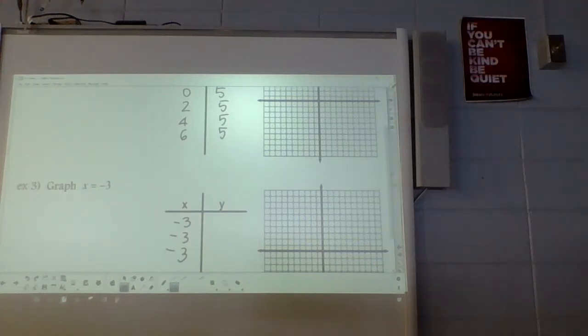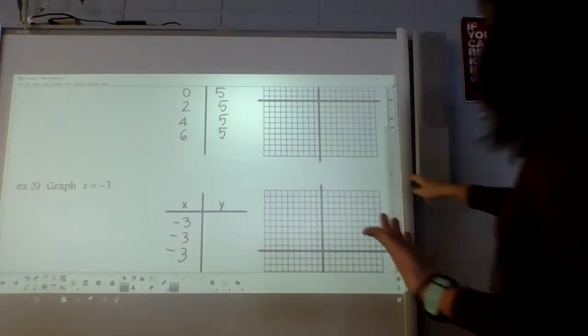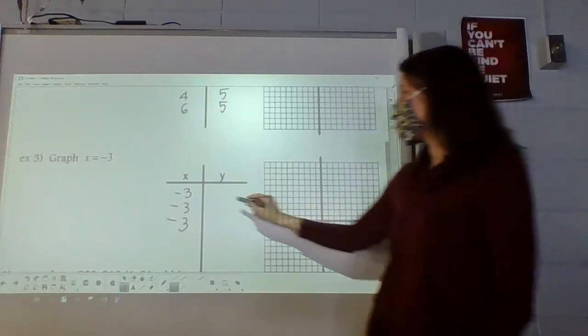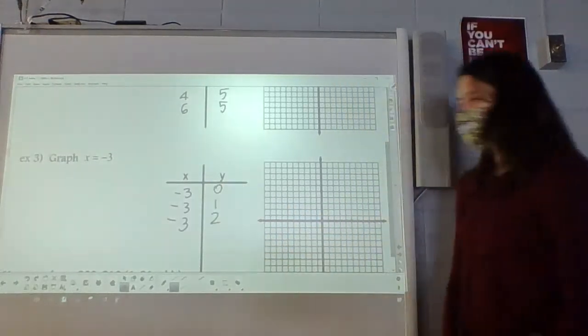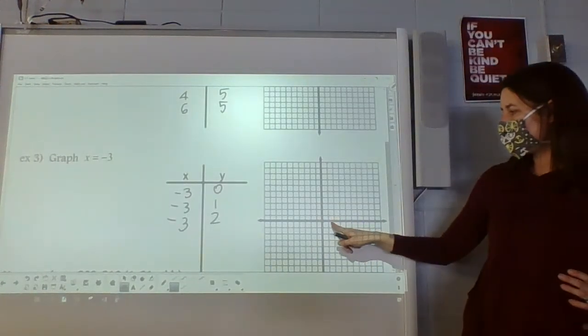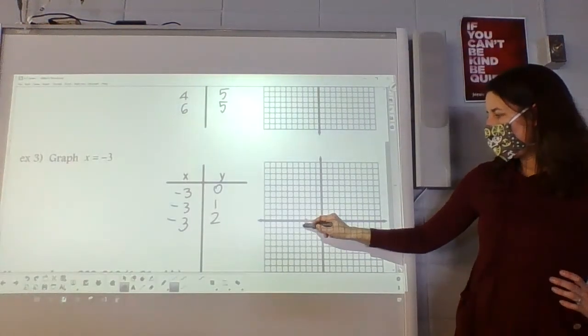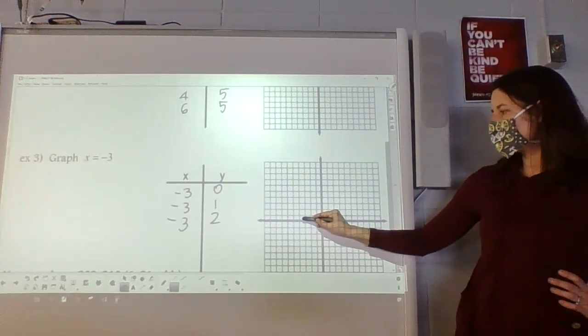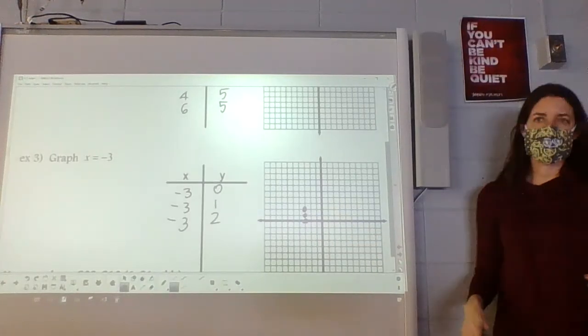The y doesn't matter in this one. So the y in this case can be anything. So this is the one time where the y value really doesn't matter. The x's are all just negative 3. So just to be super easy, I'm just going to do that. So when x is negative 3, y is 0. When x is negative 3, y is 1. All of these values are just kind of boring.